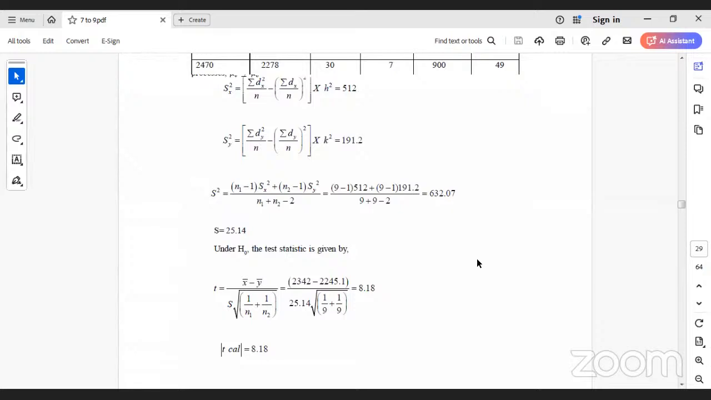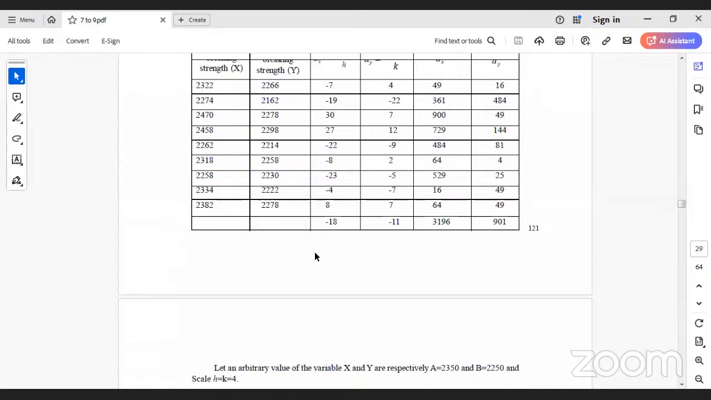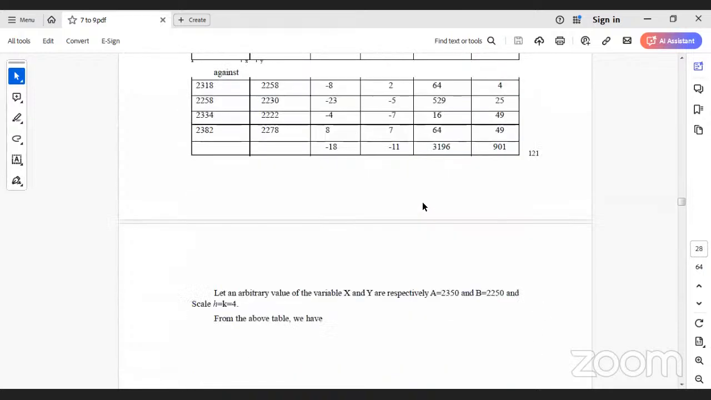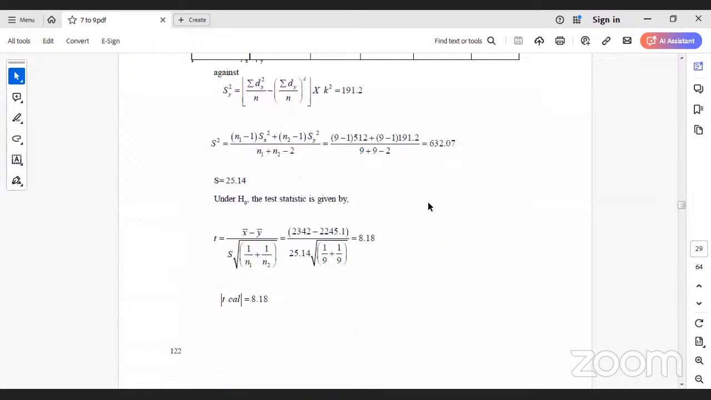So therefore, n1 means total 9: 1, 2, 3, 4, 5, 6, 7, 8, 9. This is also 9, both are 9. We are taking here 9 plus 9 minus 2. So (9 minus 1) into 512 plus (9 minus 1) into 191.2. That is S is equal to 25.4 under H0.